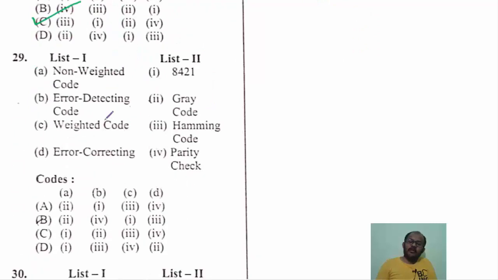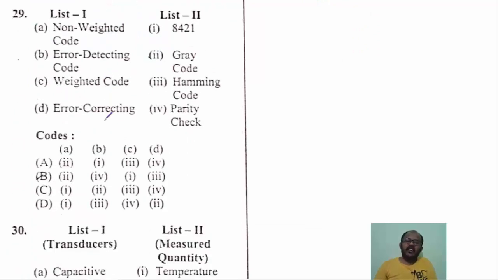29th question, this question is a part of digital electronics. They have given non-weighted code, error detecting code, weighted code and error correcting code. Non-weighted codes are gray code and XS3 codes. Weighted codes are 8421 code, 2421 code, 84-2-1 codes, and etc. Error detecting code is by parity check, and error correcting code is achieved with the help of Hamming code. So based on this, if I am choosing, I will be getting option D as correct answer.